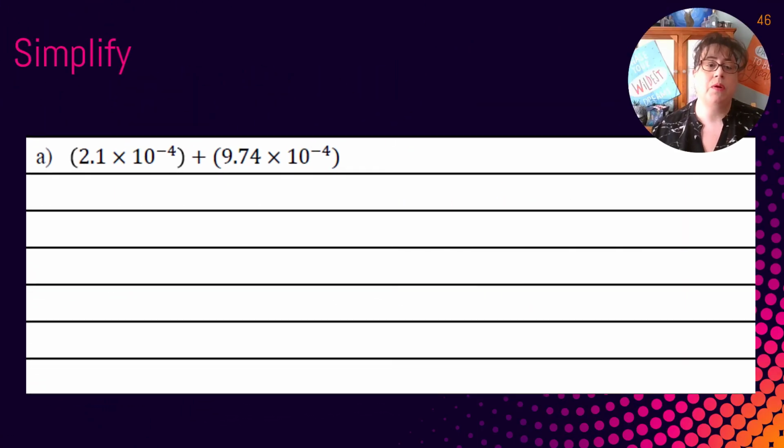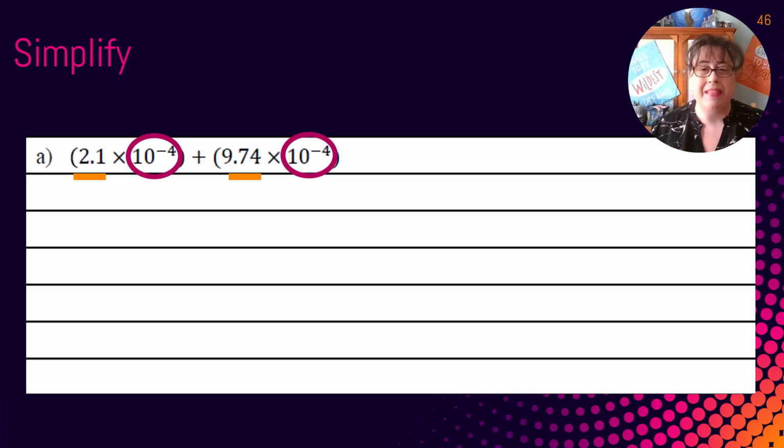So on our first one, we're going to simplify 2.1 times 10 to the negative fourth plus 9.74 times 10 to the negative fourth. We're really lucky on the first one because we have 10 to the negative fourth and 10 to the negative fourth. So they have the same power of 10. So what we're going to do then is add 2.1 and 9.74.